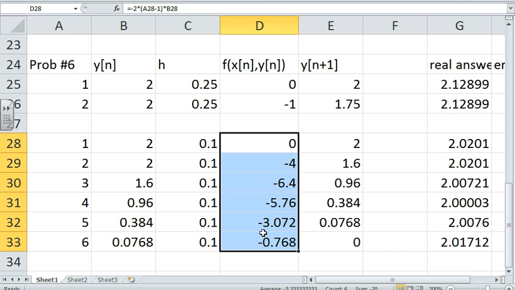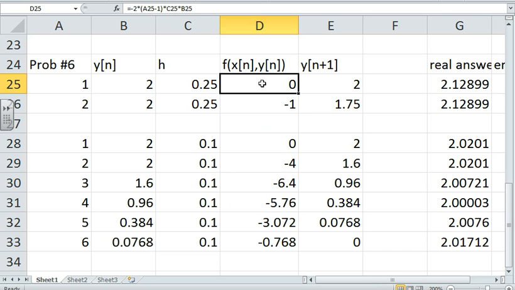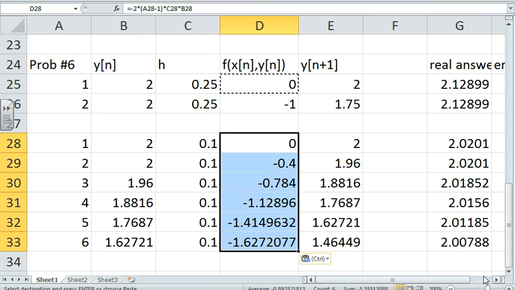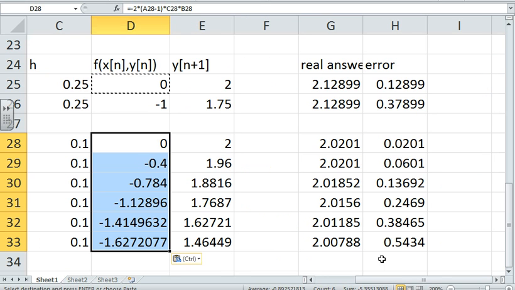Paste. Oh, bummer. Copy. Paste. Okay. Is that better? That's a little better.